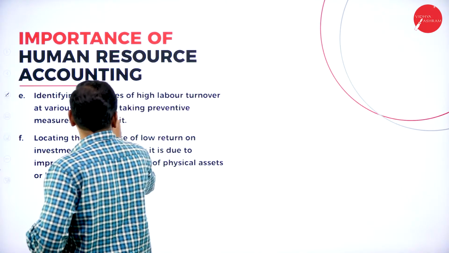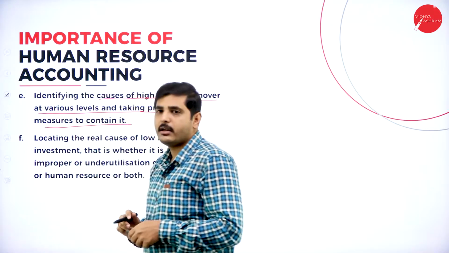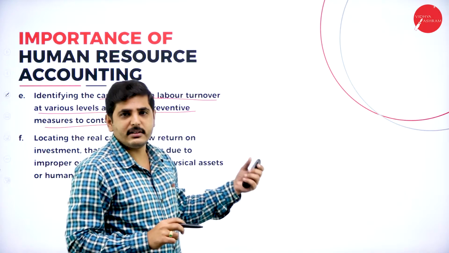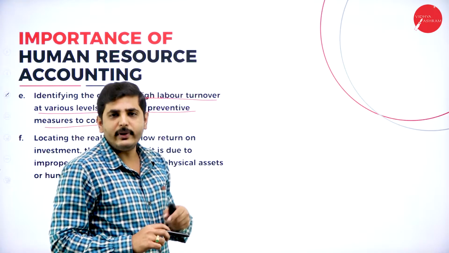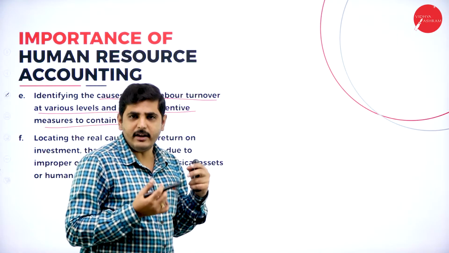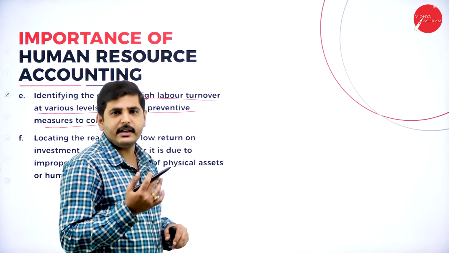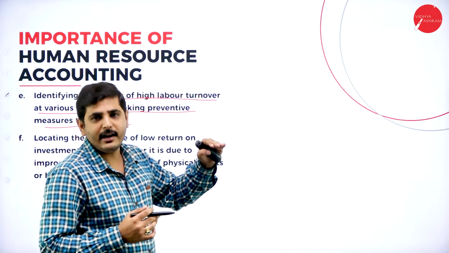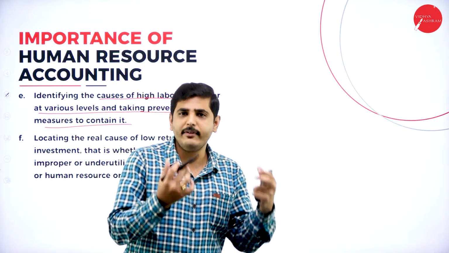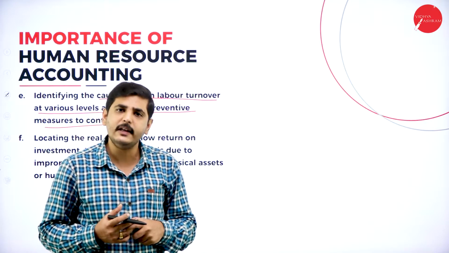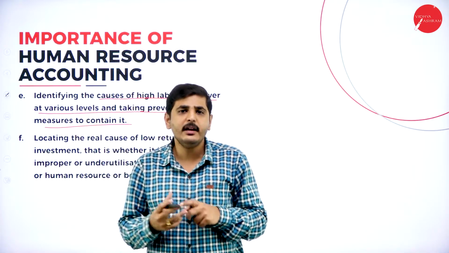Next one, identifying the causes of higher labor turnover at various levels and taking preventive measures to contain it. What do you mean by that? For example, because of some reasons, our wonderful, skilled employees are going out of the business. If they go out of the business, again it will be costly for the business to bring in a new person, provide training, and keep the standard of the existing human resource, those who left who had more experience and more skill. Replacing the same skill, same experience, expertise is very difficult.